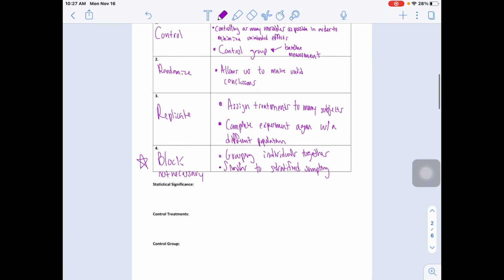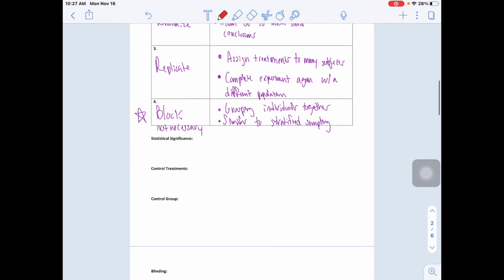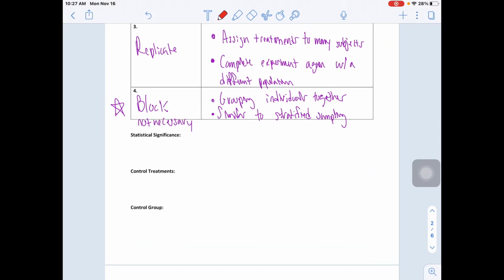All right, so those are 4 principles there of experimental design. Just some vocab here. Statistically significant. You're going to hear this a lot more second semester. And this is when the outcome is too great to be caused by chance, we say it's statistically significant.